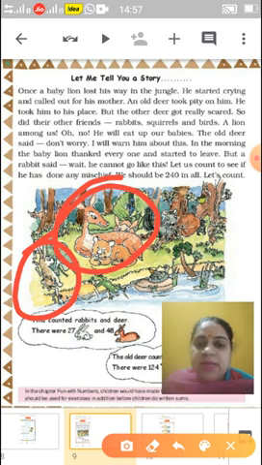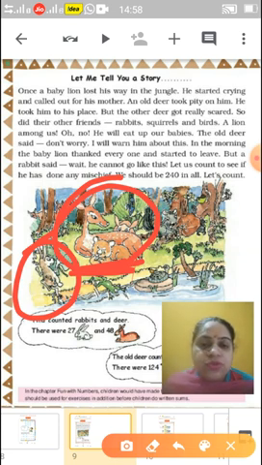The old deer said, don't worry, I will warn him about this. Now she was telling them, don't worry, I will warn the lion about this. In the morning, the baby lion thanked everyone and started to leave, but a rabbit said, wait, he cannot go like this.